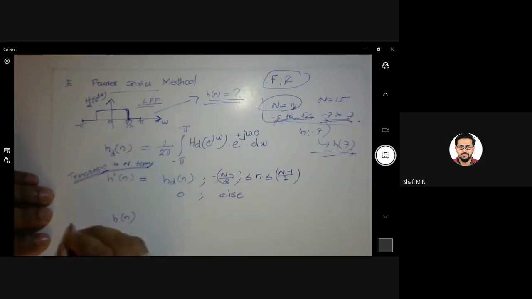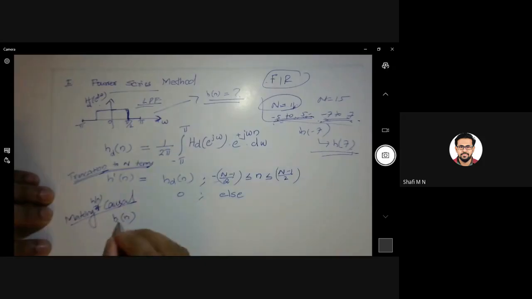h of n. This is making the signal causal എന്ന് വേണമെങ്കിൽ എഴുതാം. Making it causal. Making your h of n causal. So okay, that is your final h of n.